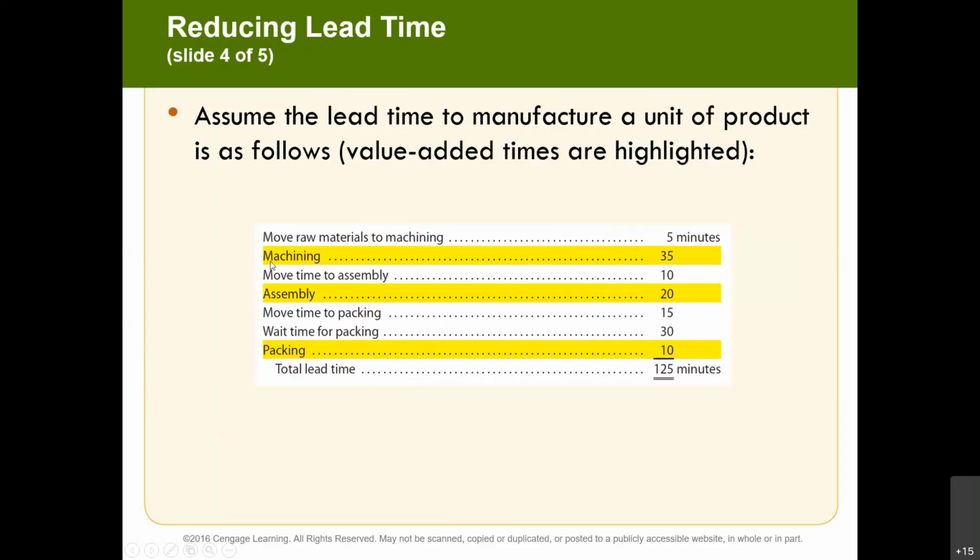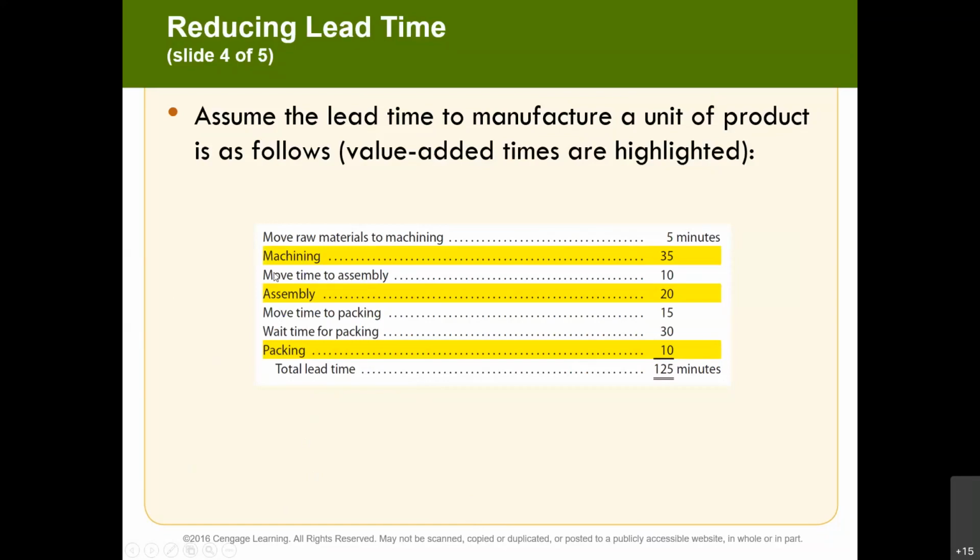Machining is where we're drilling the raw materials. That's adding value to the materials. That takes 35 minutes. Then we move it from machining to assembly. That movement time takes 10 minutes. You get the floor jack, you pick up the materials, you move it to the next department for assembly. That process takes 10 minutes to move it.